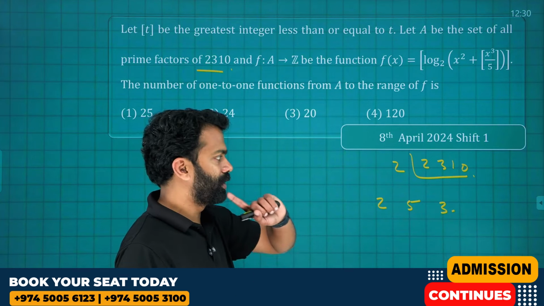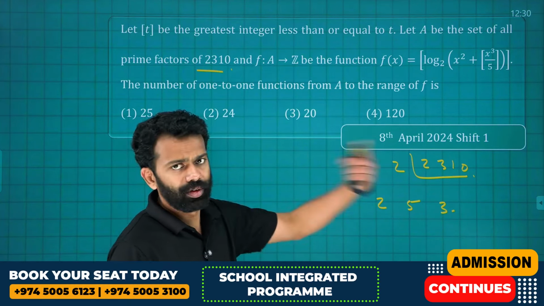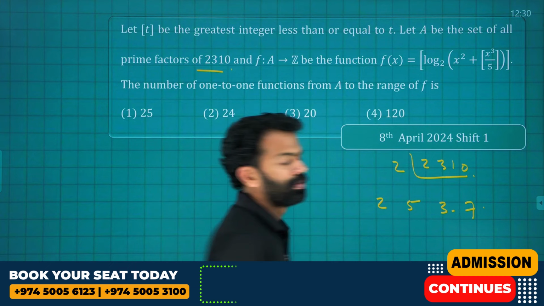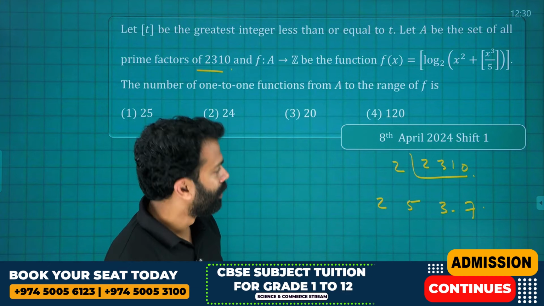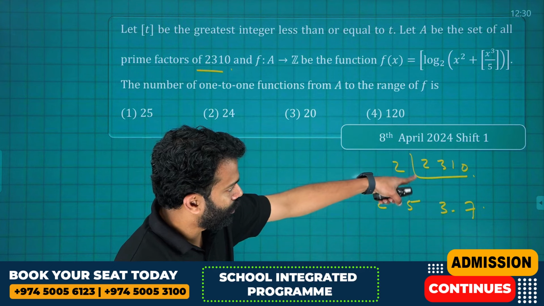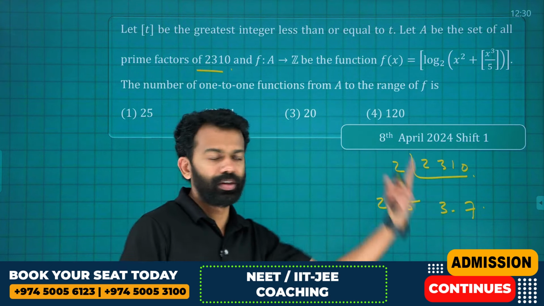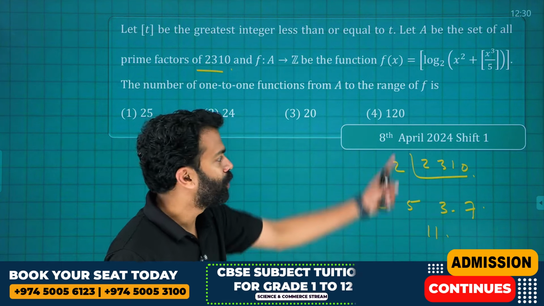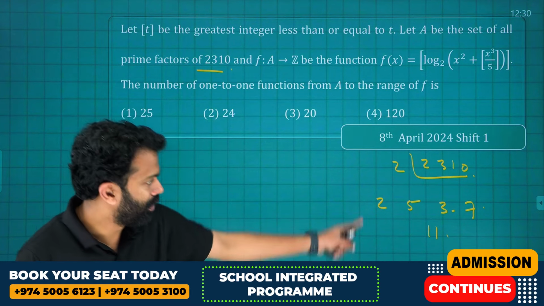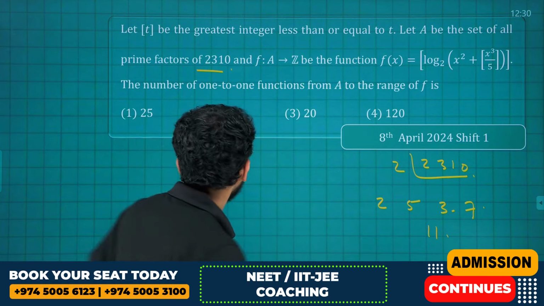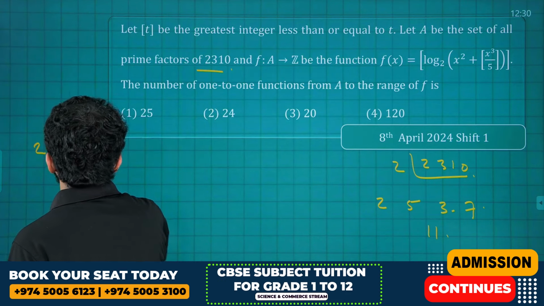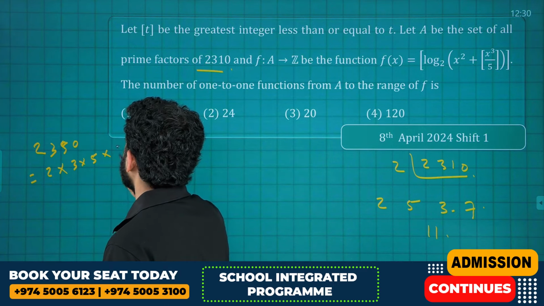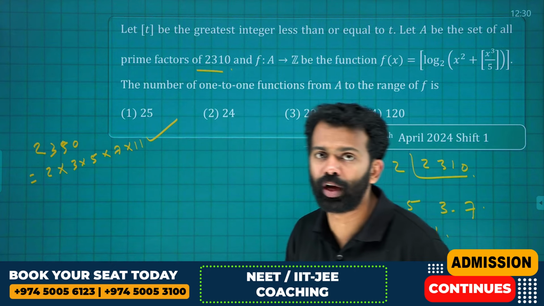If you add the digits, you will get 6, therefore it is a multiple of 3. And is 7 a factor of this one? Yeah, 7 is a factor. And what about 11? Is 11 a factor of 2310? That is 11 times 210, that is 2310. Yes, 11 is a factor. So the factors are 2, 3, 5, 7, 11. That is, 2310 is a product of the first 5 prime numbers: 2 into 3 into 5 into 7 into 11.